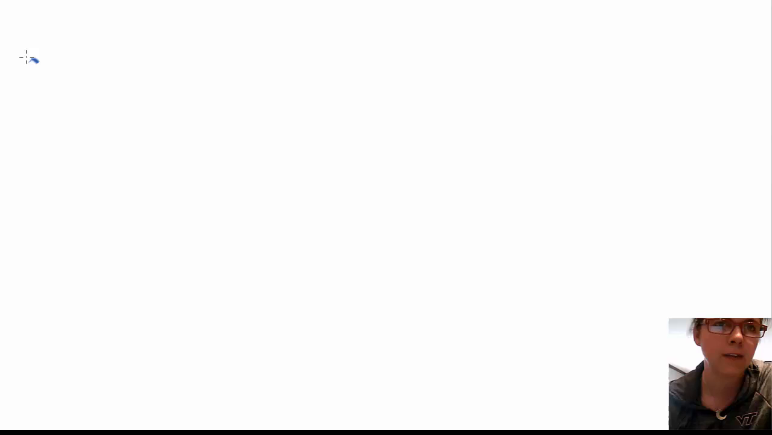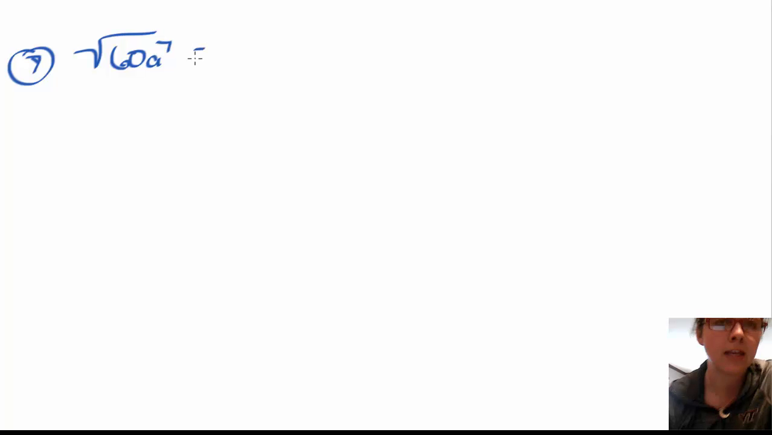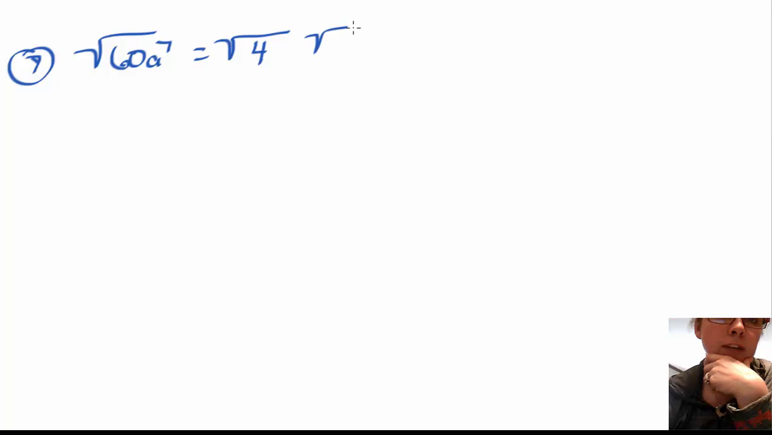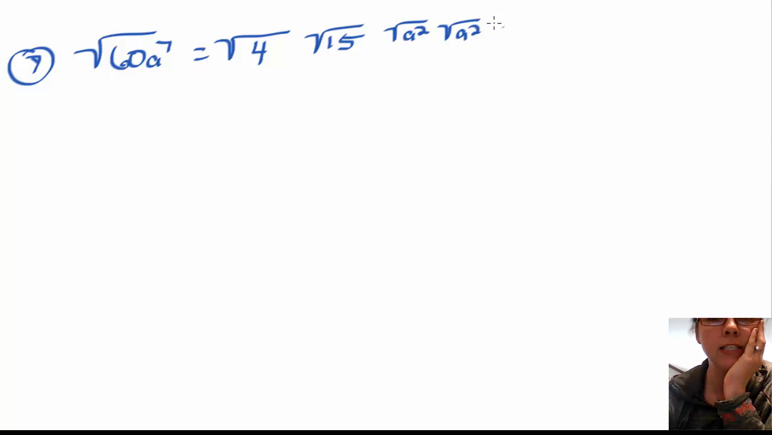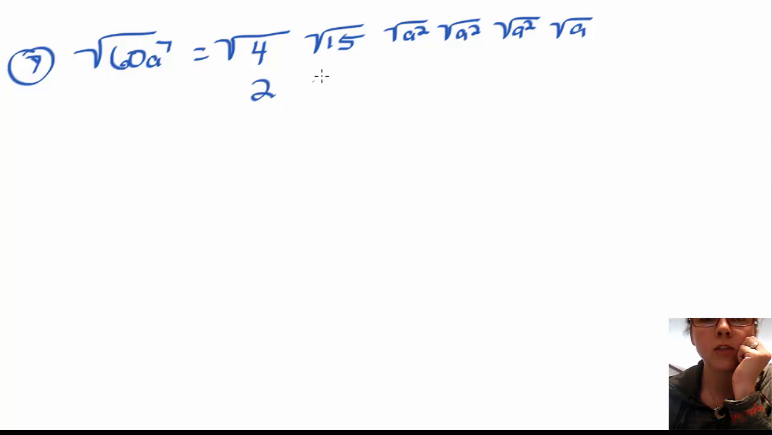Okay, I don't remember what number we're on, 7. So the square root of 60a to the 7th. You might think 6 and 10 to get 60, but those aren't perfect squares. So you could do 4 times 15, square root of 15. Then we have a squared, that gives us 4, this gives us a cubed, and then we're left with 1 to get a to the 7th. So we're left with 2, and then square root of 15.